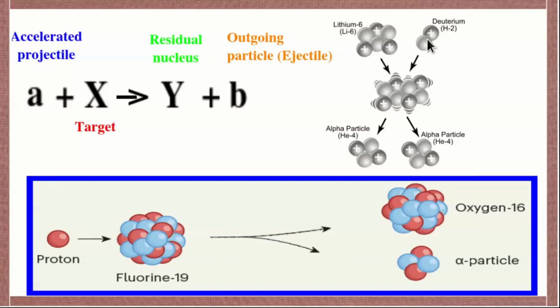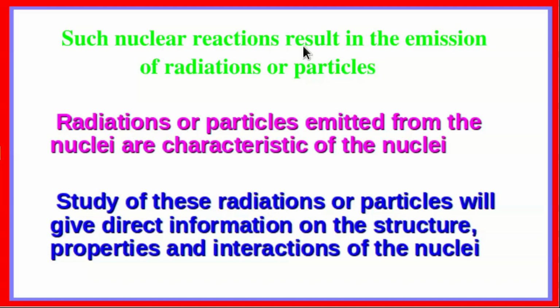For example, here we have deuterium ions hitting a lithium-6 target and thereby producing 2 helium nuclei. Similarly, in another type of reaction, a proton hits a fluorine-19 nucleus, and subsequently an oxygen-16 nucleus and an alpha particle are produced. Such nuclear reactions result in the emission of radiations or particles.